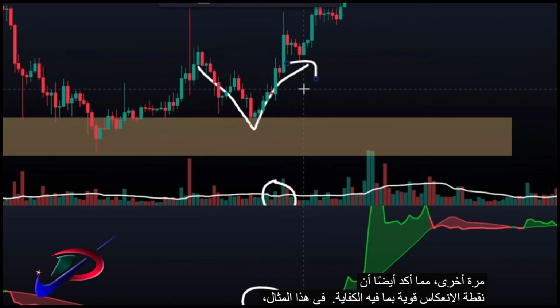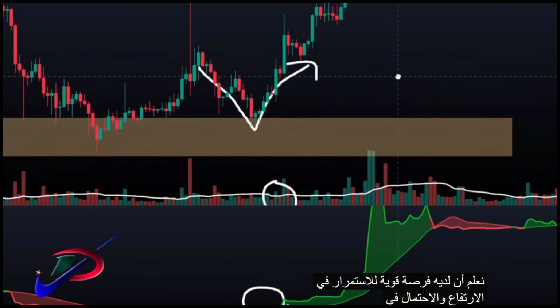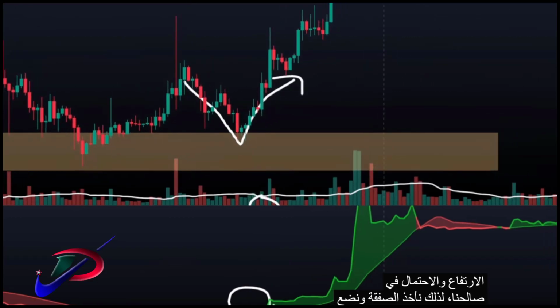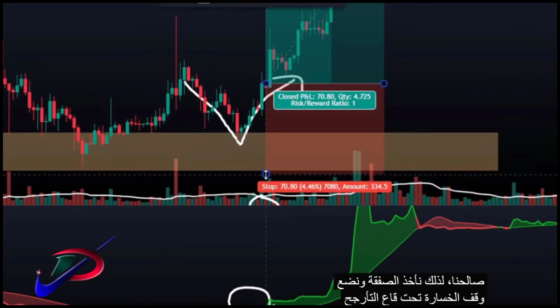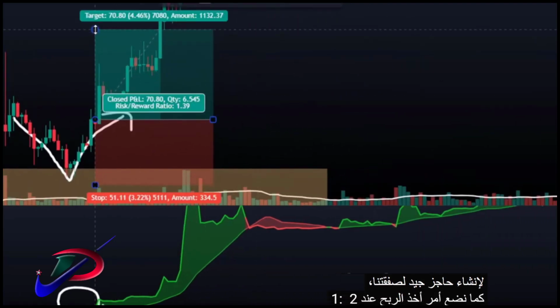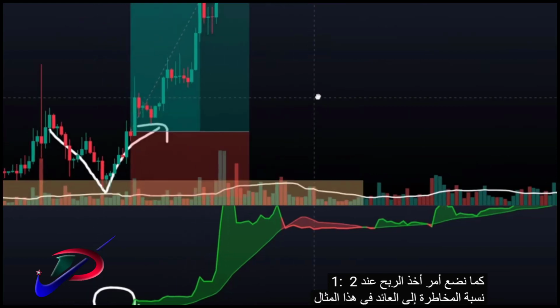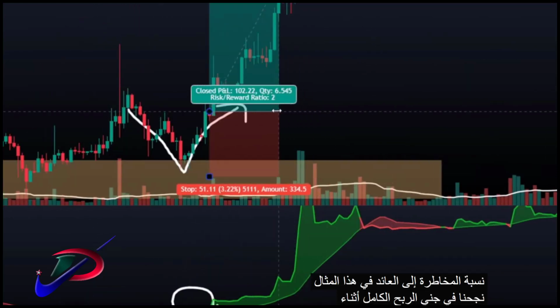In this example, we know it has a strong chance to keep rising, and the probability is in our favor, so we take the trade, and we place our stop loss under the swing low to create a good buffer for our position. Also, we place our take profit with a 2-to-1 risk-reward ratio. In this example, we successfully took the full profit.